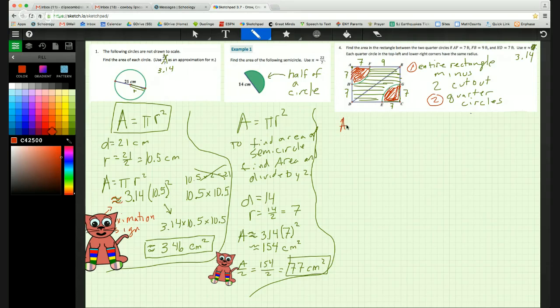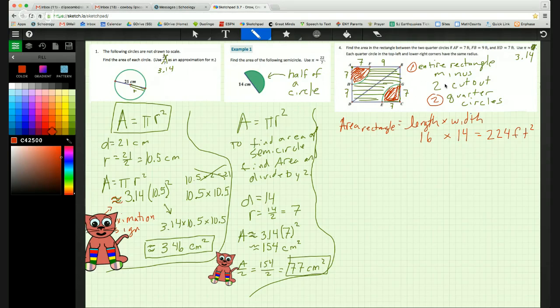So let's find the area of this whole rectangle. The area of a rectangle, and we know this from long ago, is equal to the length times the width. So what is the length of this rectangle? Well, if this is 7 and this is 9, the length is 16. And the width is 7 plus 7 is 14. And so our area of that whole thing is 224 square feet, because these are all in feet.